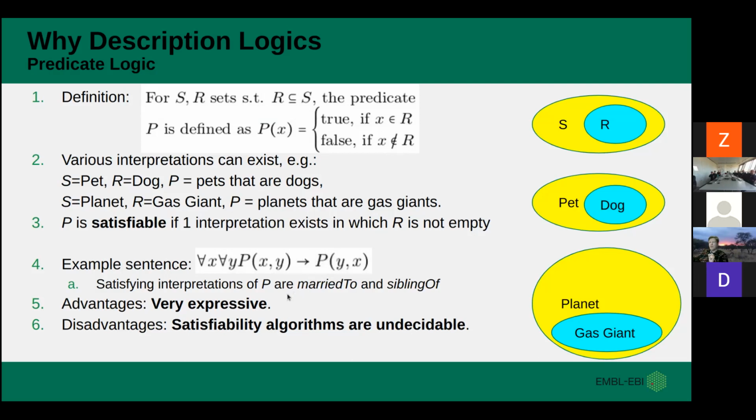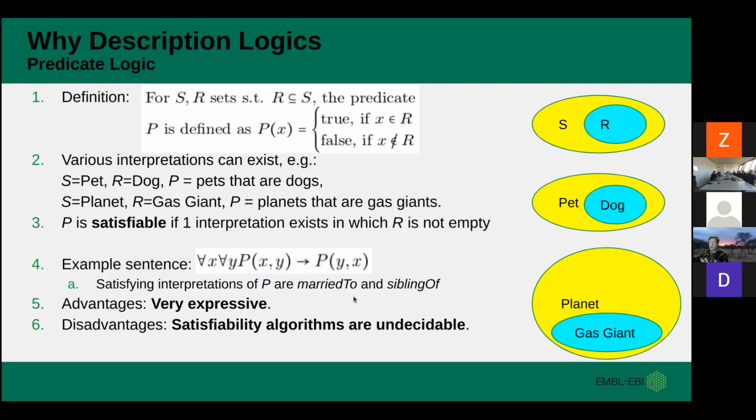An example sentence is, for all X and for all Y, P(X,Y) implies P(Y,X). So you have this symmetric relationship. This is typical of interpretations like married to, or sibling of, or friend of. I can imagine that you can think of many other examples.